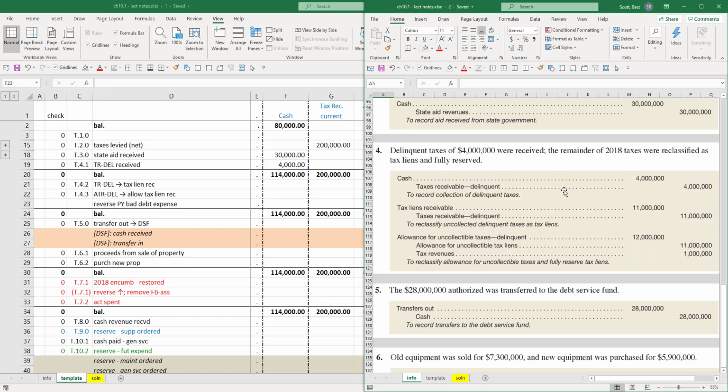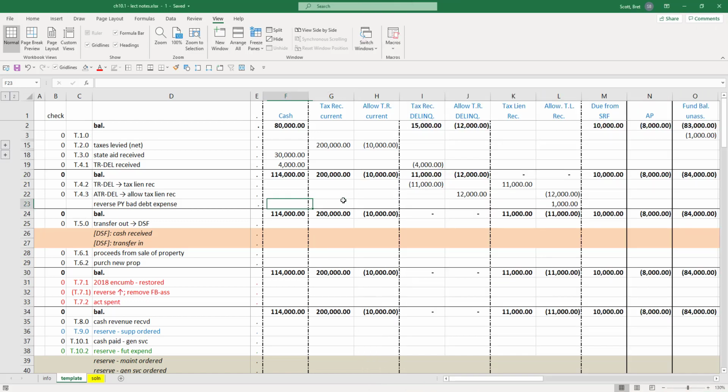It takes some time to practice this to really get what's going on, but just realize that what we have here is sort of like an intertemporal kind of confusion. There's stuff that happened last year that we're reversing out this year. Transaction 5 is a little bit more straightforward. We're simply saying, hey, we need to take money out of this fund and put it into the debt service fund. So let's go to transaction 5 down here, and let's take out $28 million.